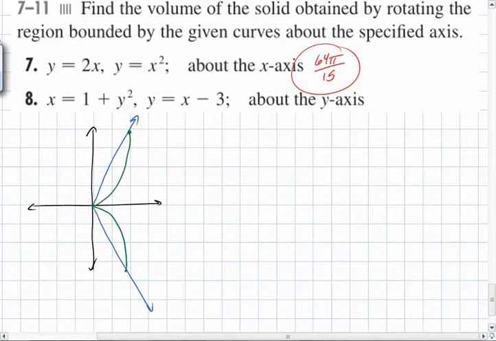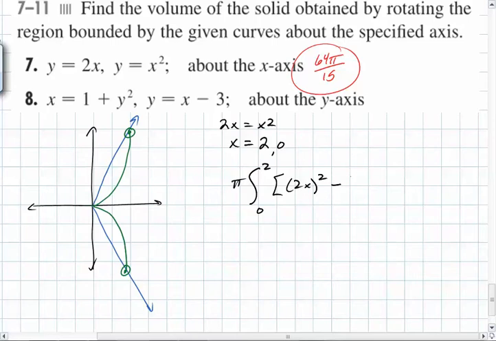That's fine. Okay, so we need to find our intersection point. How do we find the intersection point? So x is going to be equal to 2 or 0. So we're looking at pi times the integral from 0 to 2 of what? 2x squared minus... what? There's my mistake. x squared squared dx. You have to square each one. Yes. I knew that. Look, you know that.